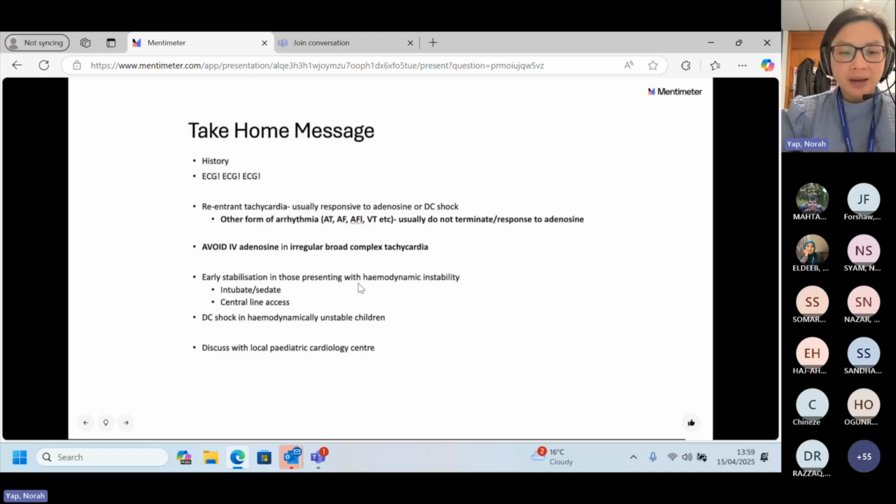So avoid IV adenosine when you see irregular broad complex tachycardia. If the broad complex tachycardia is regular throughout, you can try adenosine if the patient is hemodynamically stable, awake, and all of that. But if you see that the rhythm is irregular, any sort of irregularity, avoid IV adenosine, because if this happened to be a pre-excited AF, you block the AV node, then you're going to send the patient straight into VF.